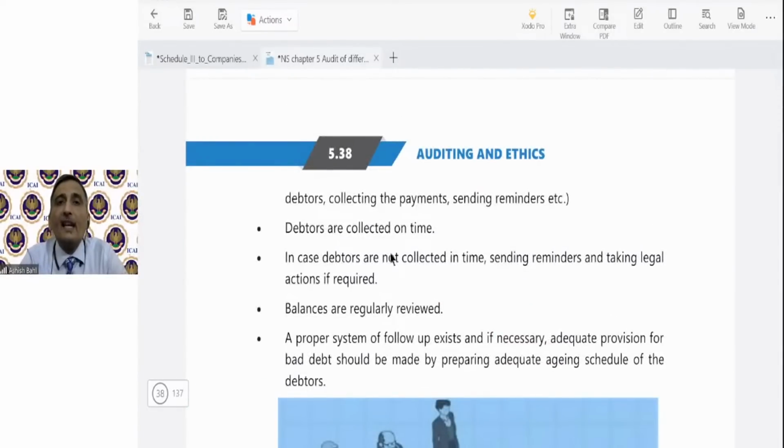So obviously he would be concerned that debtors are collected on time. What is the procedure of the company in ensuring that payments from the trade receivables are received in time, in accordance with the policy of the company, in accordance with the credit terms?